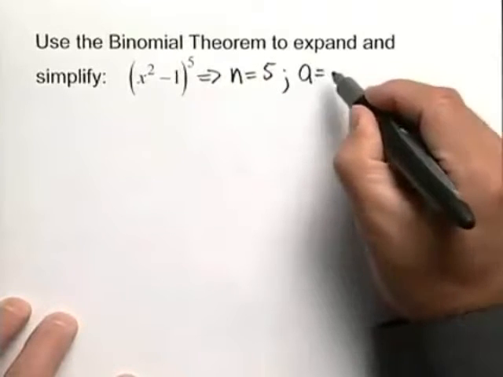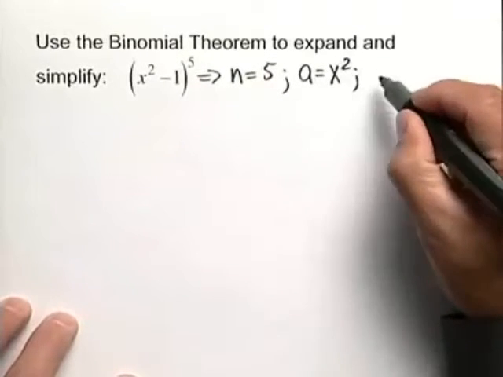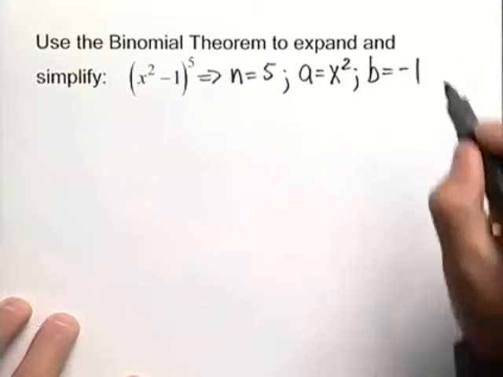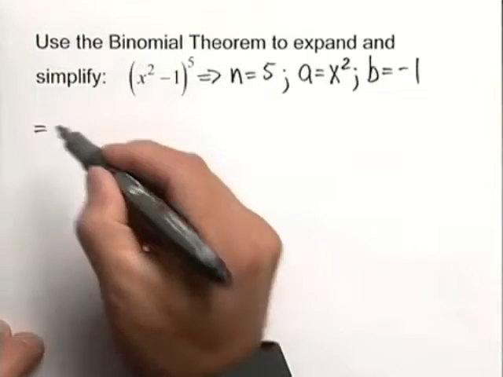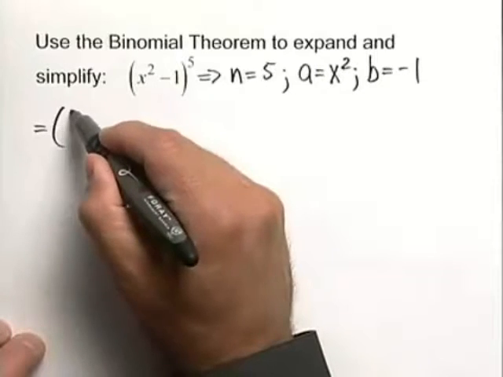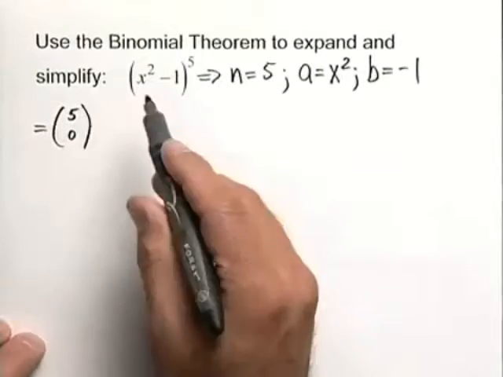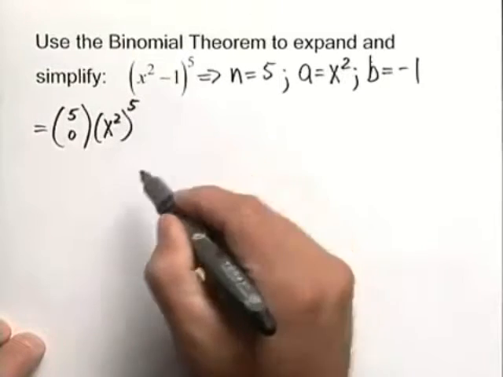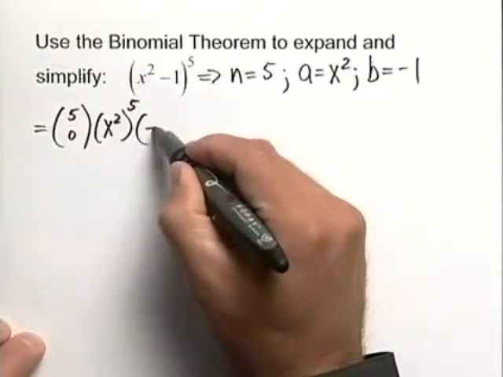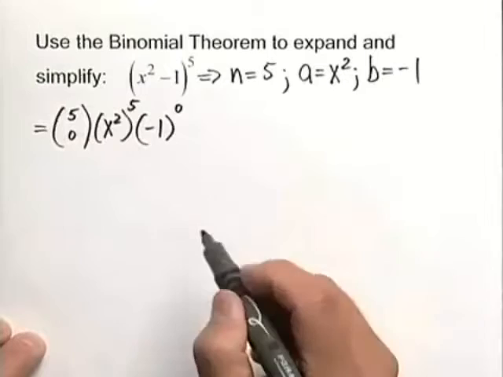Our a, for this example, will be x squared, and our b will be equal to negative 1. You should have this formula in front of you to help you simplify this out. So our binomial coefficient to begin with will be 5 over 0. We take our first term, x squared, to the fifth power. And for continuity's sake, I like to put in b to the 0th power.